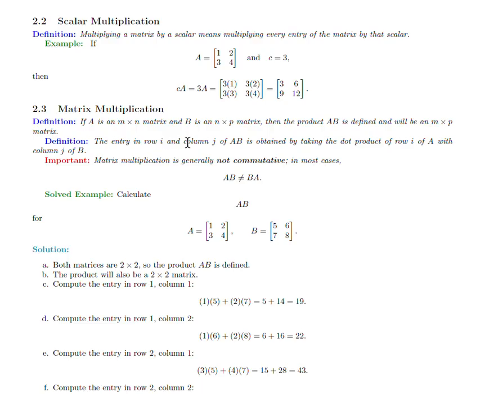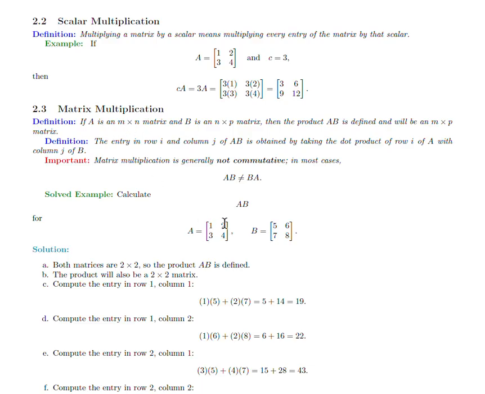The entry in row I and column J of AB is obtained by taking the dot product of row I of A with column J of B. We'll see all that in an example. Now, you need to take note that matrix multiplication is generally not commutative. That is, matrix A times matrix B is not equal to matrix B times matrix A. So the order matters. If we have these two matrices we are told to multiply, we need to check the condition in our first definition here.